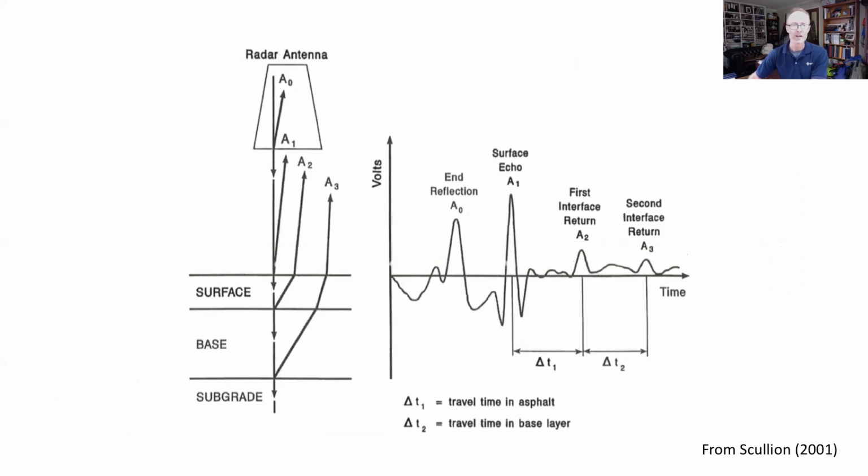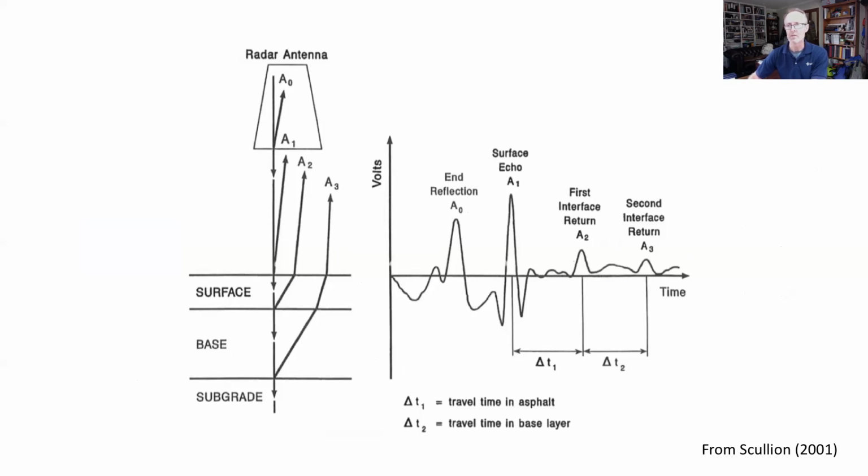On the left, we have an air-coupled radar antenna, and we've got numerous reflections there, A0, A1, A2, A3. Those reflections are either internal from the radar, from the surface of the medium, whether it's snow, asphalt, whatever, the return from the first interface, which is A2, and then the return from the second, or in my case, a base interface, which I'll explain shortly.